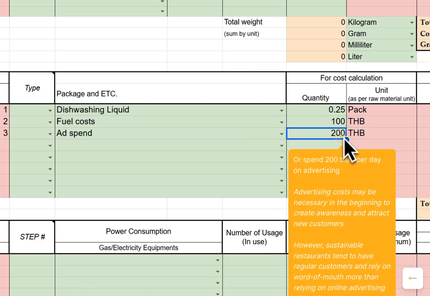Asterisk, advertising costs may be necessary in the beginning to create awareness and attract new customers. But sustainable restaurants tend to have regular customers and rely on word of mouth more than relying on online advertising all the time. If you stop running ads and customers disappear, it may reflect that the restaurant does not have a clear position or is not yet remembered in the minds of customers, which is a signal that should be analysed for the brand and the experience the restaurant provides.